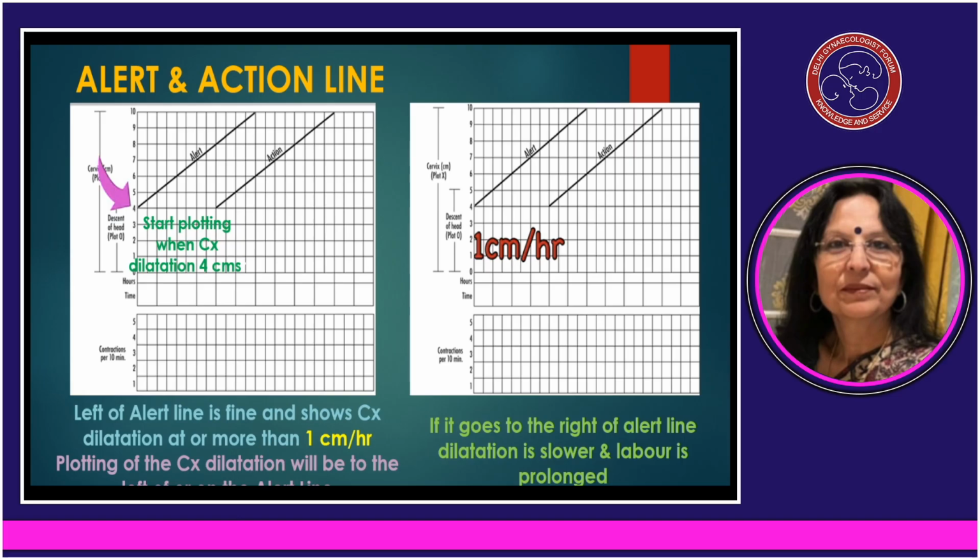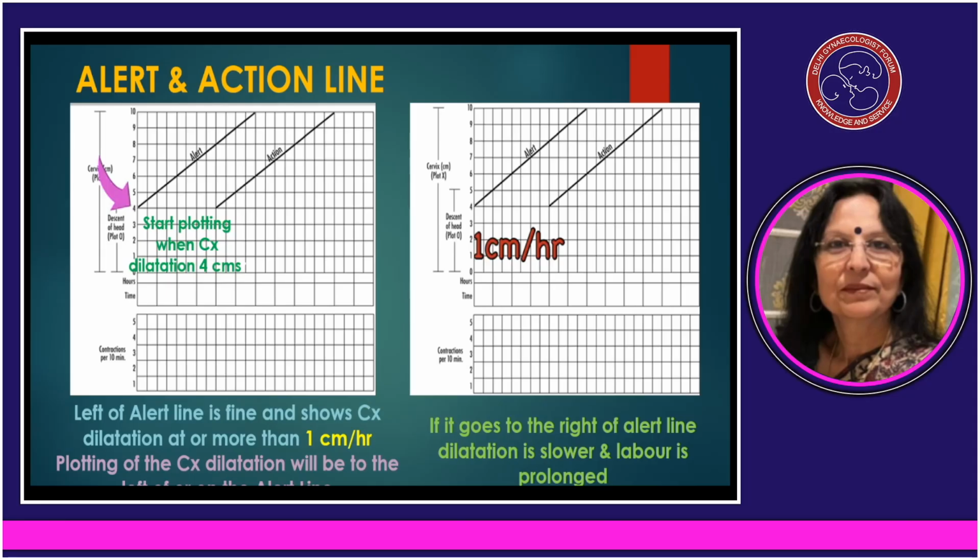So you start plotting when the dilatation is 4 centimeters, and when the graph is moving on the alert line, it is an indication that the dilatation is taking place at 1 centimeter per hour, which in today's date we see does not happen, and it is individual. Every individual has a different rate of cervical dilatation.